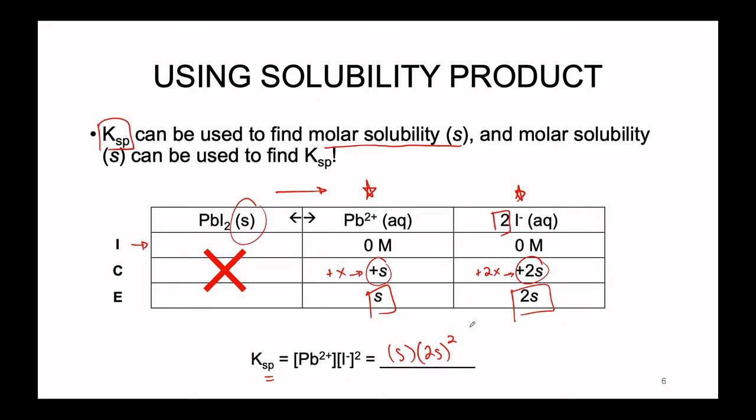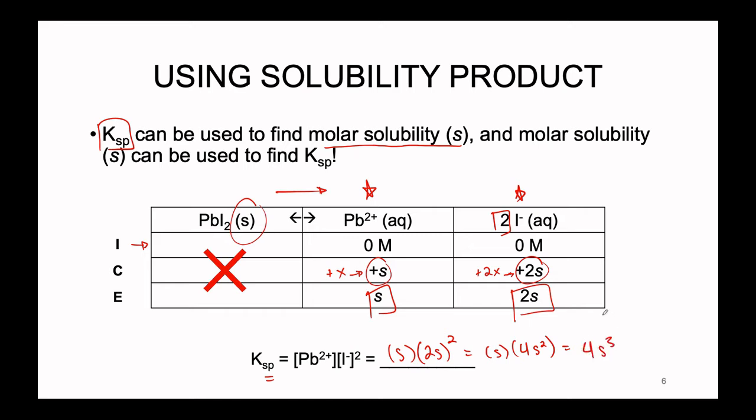All right, so we can combine variables now, just as we have learned many times in algebra. If you're taking x times x, that becomes x squared. In this case, we're taking s times 2s squared. So we're going to simplify this square first. We're going to distribute this. This becomes s times 4s squared. And if we simplify this again, our Ksp is going to be equal to 4s cubed.